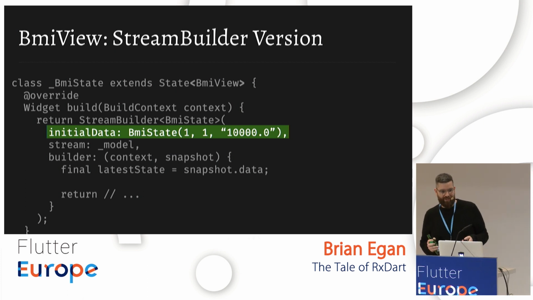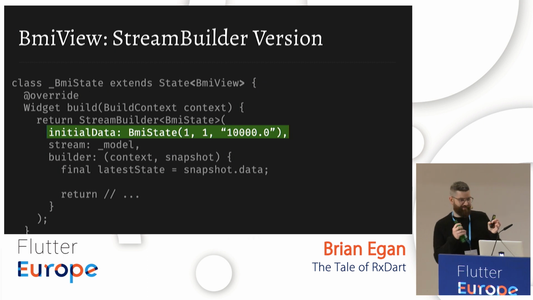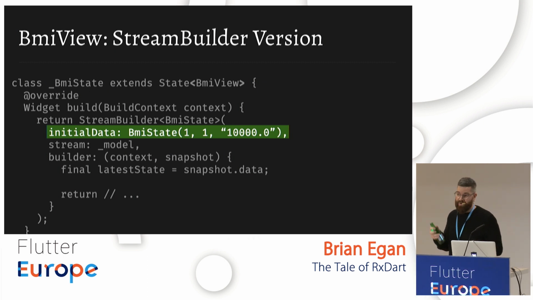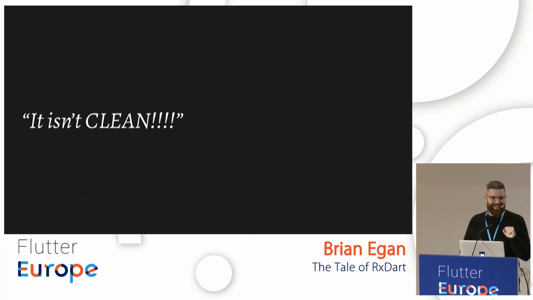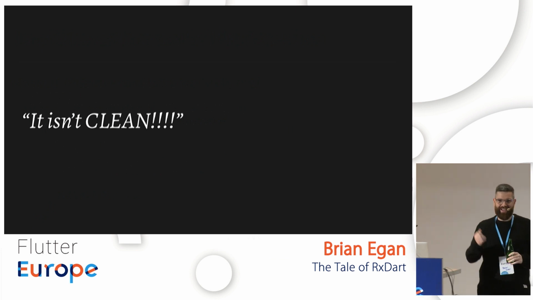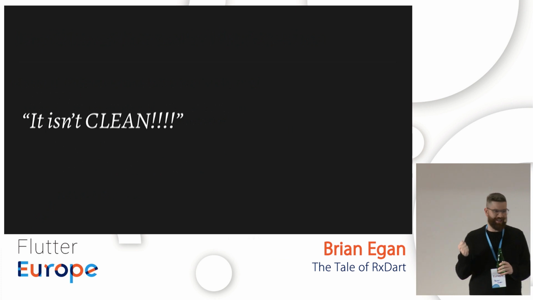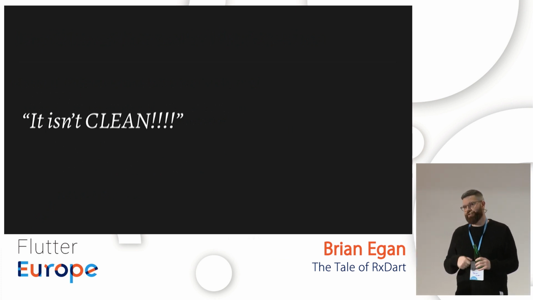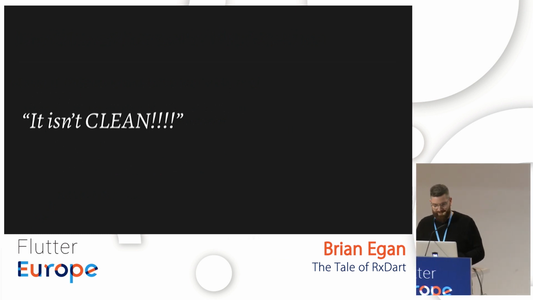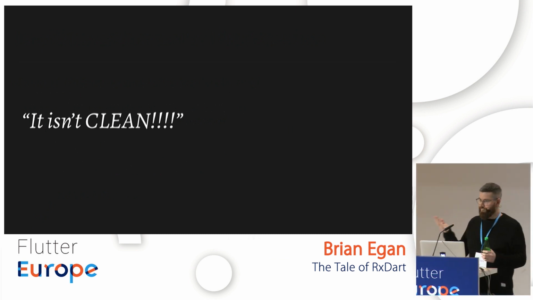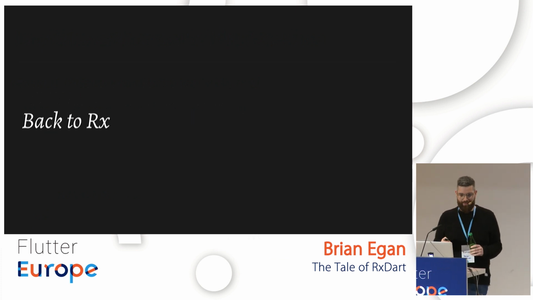And what I was initially doing is I was passing initial data, and in the widget I was just defining some BMI state in there. But once again, it's not clean, right? The whole point of this architecture is to take data from the model and render it, right? The view shouldn't know what data it needs or what its initial value should be. It should just get that data from the stream or from the model layer in general. The view should be basically dumb. So back to Rx, doing more plumbing.